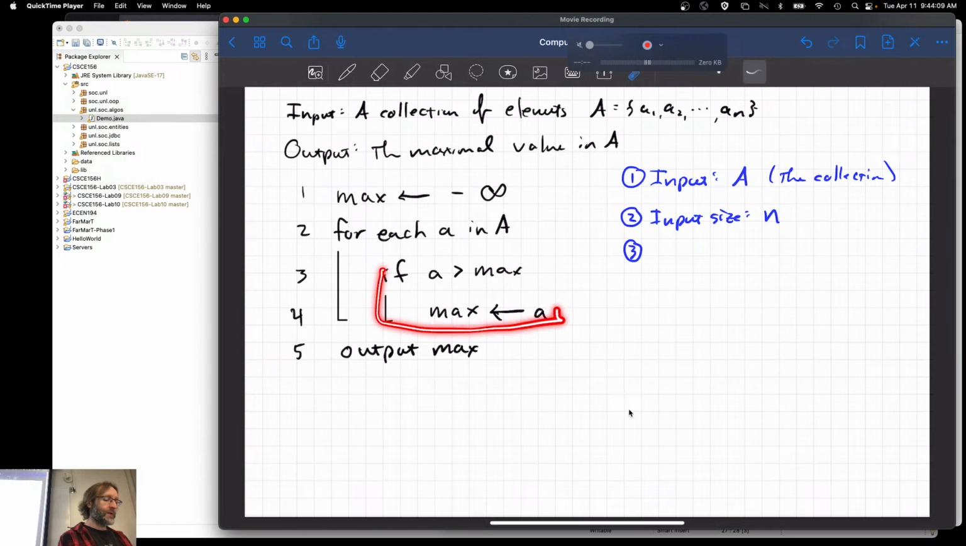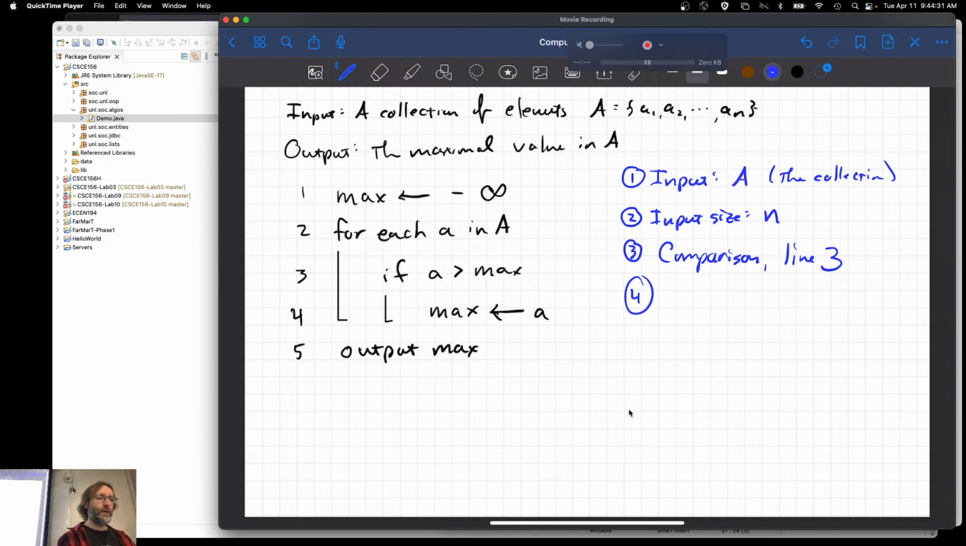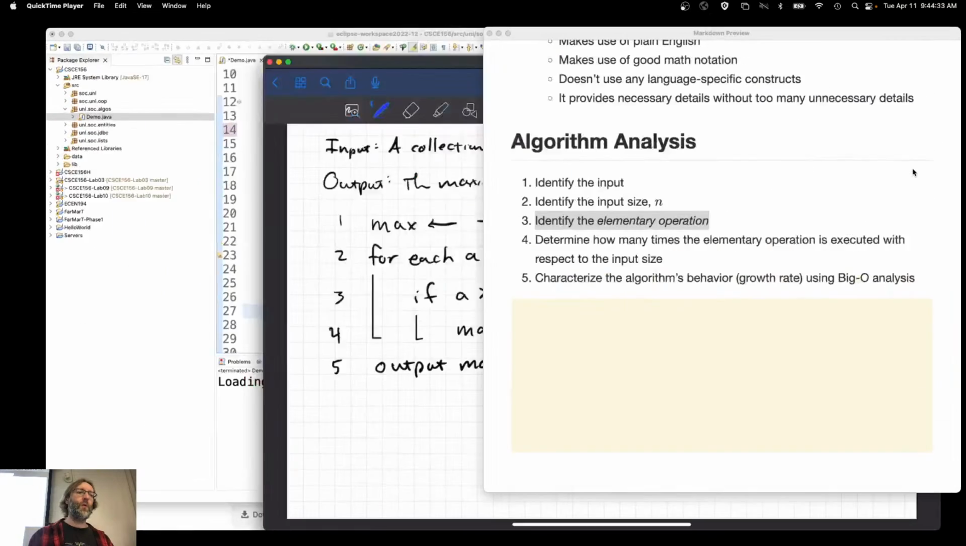So now let's focus on lines 3 and 4. Is line 4 always executed? No. Nope. So what's more common between 3 and 4? 3. The comparison. This is why I like lining the line numbers, because you just say comparison, line 3, done. All right? So, step 4.